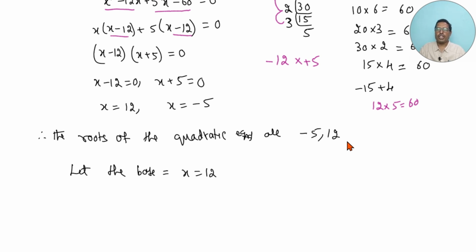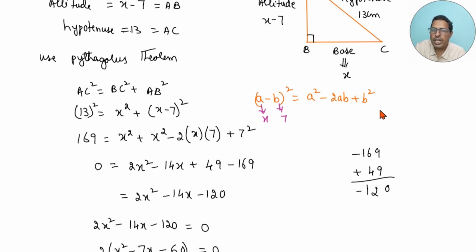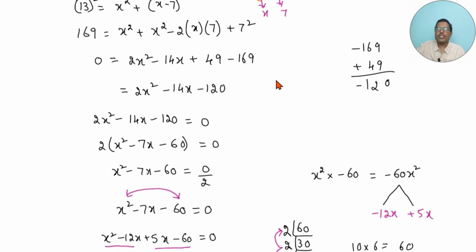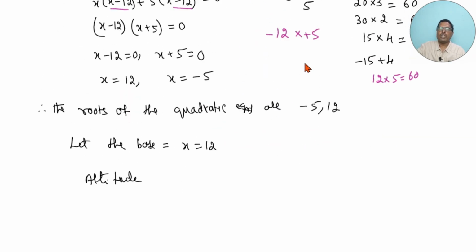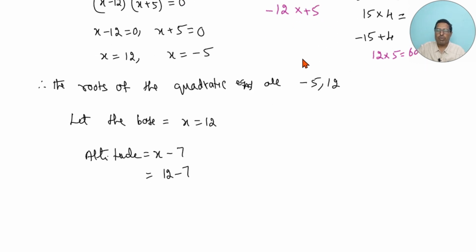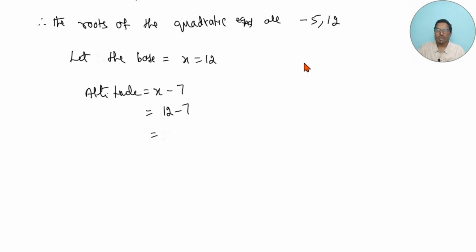If the base x is equals to 12, we can find out the altitude. So how to find out the altitude? So we can see that what is the altitude that we have taken? Altitude that we have taken is x minus 7. Therefore the altitude is what? x minus 7. But what is x value here? x value is 12. 12 minus 7. So 12 minus 7 is what? 5. Therefore we have altitude to be 5 and the base to be equals to 12.